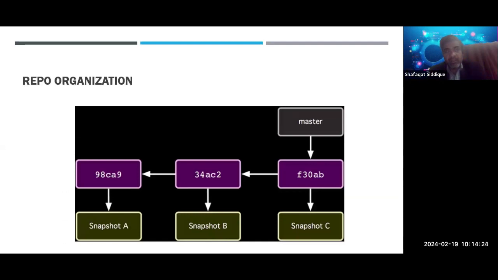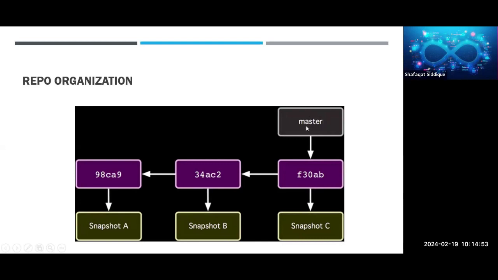And here, repo organization, how Git works. It works on hashes. It creates some hashes. In the picture in front of you, that is the master, and there are branches. The branches concept is also there. We will see it also in the demo.